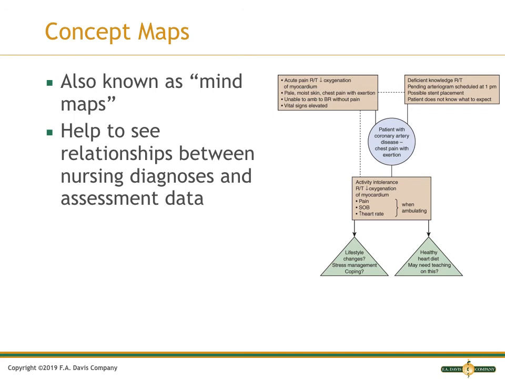Concept maps. So this is something that you guys should be familiar with as well, also known as mind maps. It kind of helps you to develop that critical thinking. You have basically the problem in the middle, patient with coronary artery disease, chest pain with exertion, and then you've got maybe your nursing diagnoses underneath, and then implementations based off of those nursing diagnoses, and then up as well. And then you might have an extra box for medications and stuff like that. So that's about it for chapter 4.